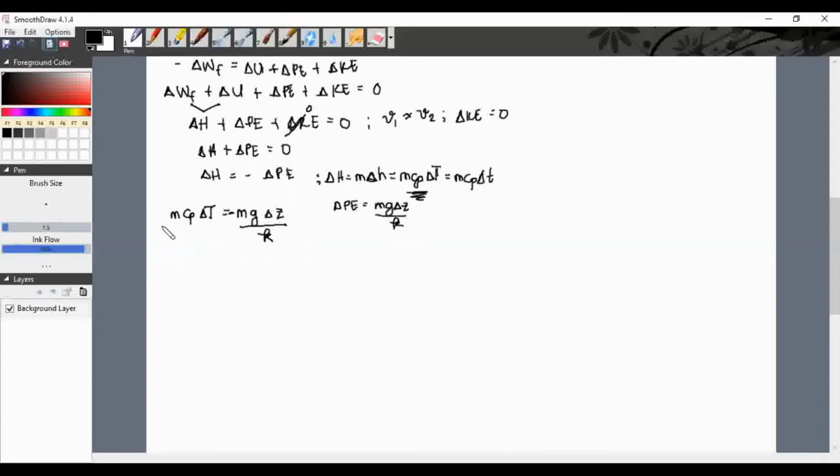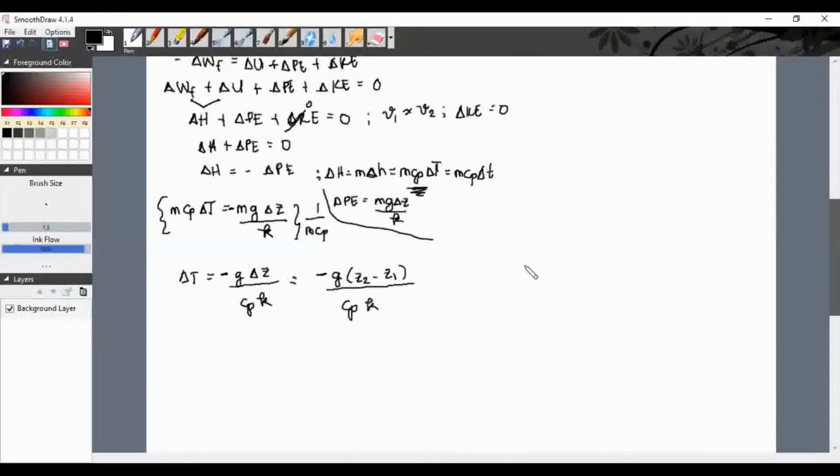Multiply both sides of the equation by 1 over m Cp, so that what remains is delta T. So delta T equals, the m cancels, g delta Z, with a negative sign, don't forget, all over Cp times K, the proportionality constant. What is delta Z? Delta Z is Z2 final minus Z1 initial.